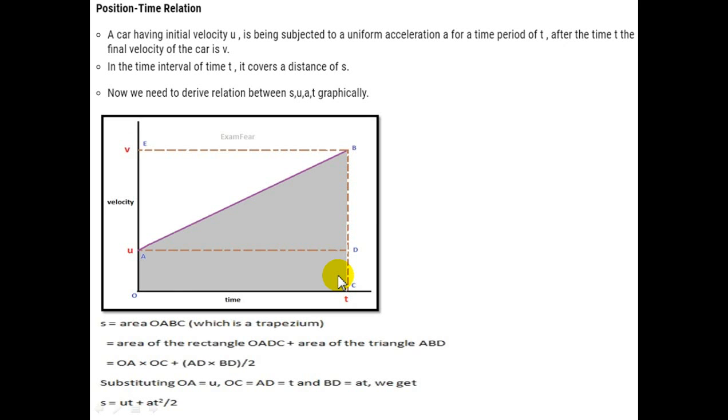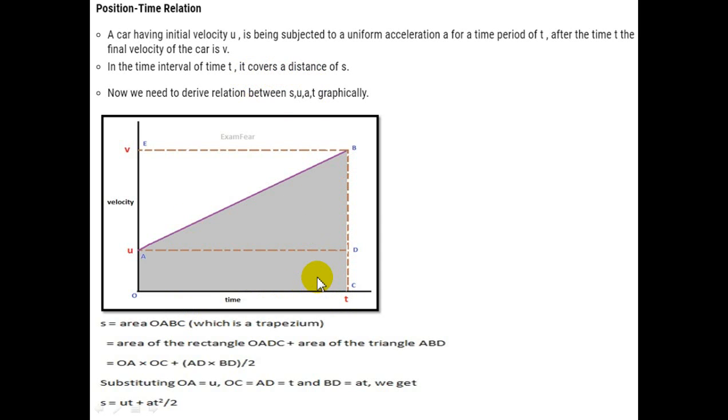Now move to the second formula, that is s is equal to ut plus half at square. Now how does it occur on the graph: a car having initial velocity u is being subjected to uniform acceleration a for a time period of t. After the time t, the final velocity of the car is v. In the time interval t, it covers a distance of s.